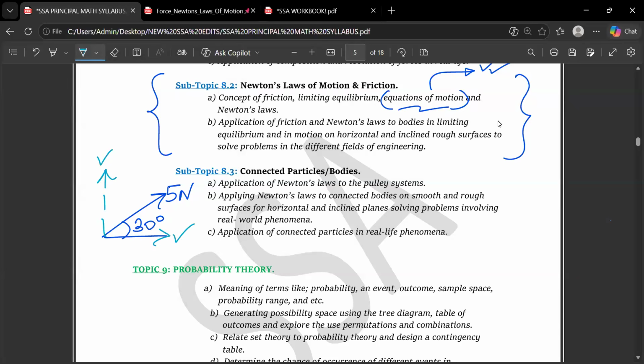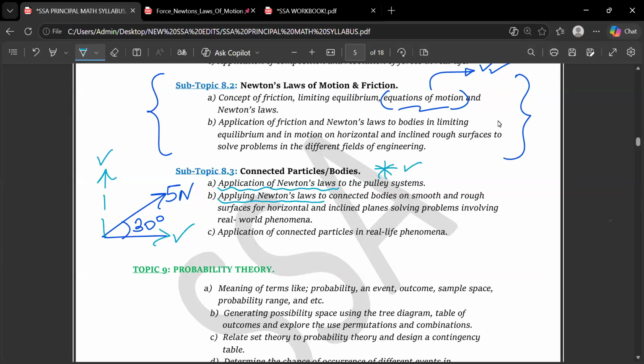Now, if we try to go through, this part of connected particles will be later on. Someone will be like, why later? We are applying Newton's laws. That means before even applying Newton's laws, you're supposed to understand what Newton's laws are. I don't know whether that makes sense.